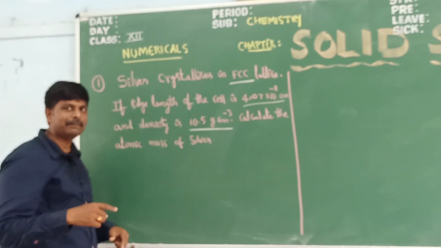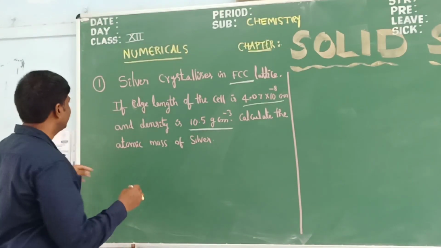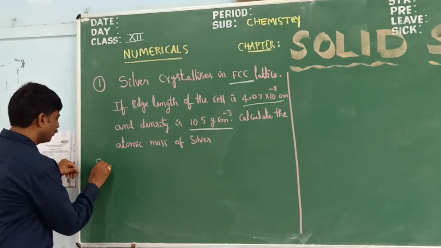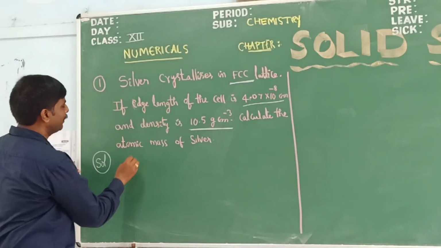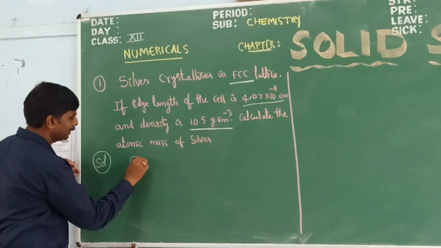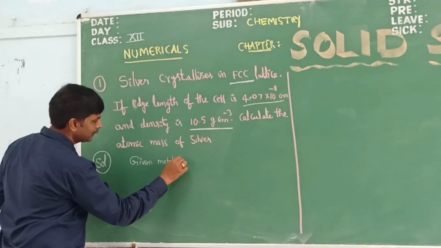In chemistry, before solving a numerical, read that numerical 2 times. Now we will start the solution. Again you read, it is given the metal is silver. Write: given metal is silver.